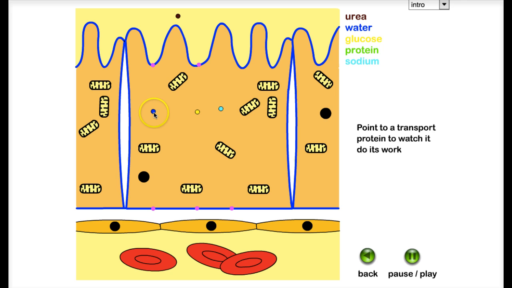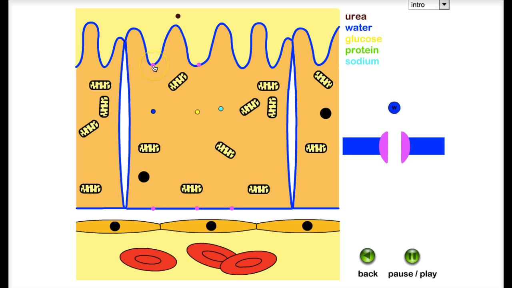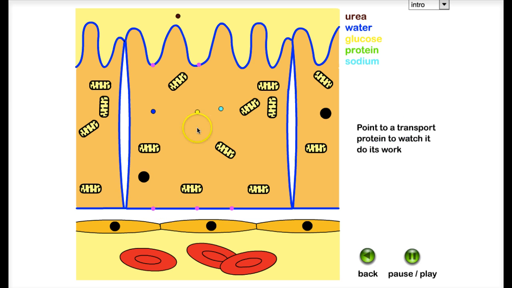But here we're going to see a little bit of water, all the glucose, and some salt are going to be reabsorbed into the blood. And the way that happens is, if you look, there's these little pink guys. Let's look at this one right here. These are transport proteins. This particular transport protein is going to allow for the diffusion of water from the filtrate back into the blood. There's another water transporter down here, again allowing water to move from the filtrate back into the blood. So out of the excretory system and back into the circulatory system.